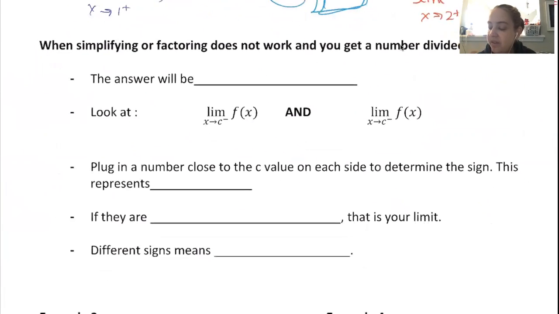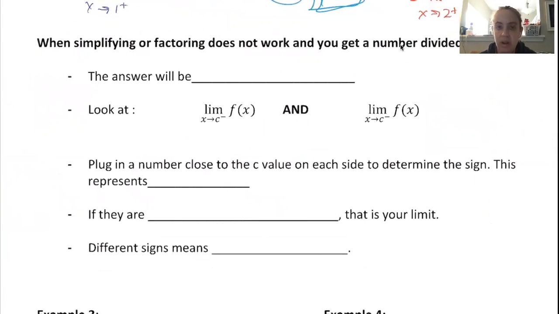So when simplifying or factoring does not work, meaning you had that 0 over 0 and you went to simplify or factor, if that doesn't work and we wind up with a number over 0, we have a different situation.